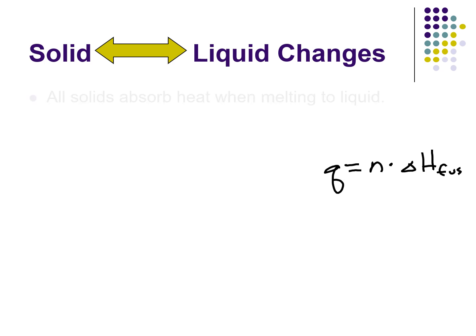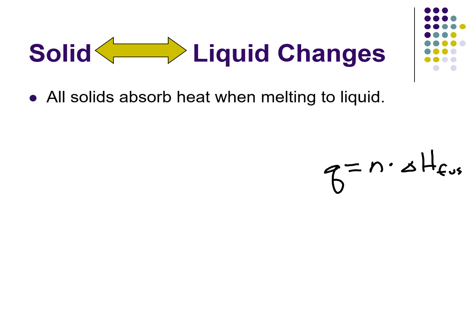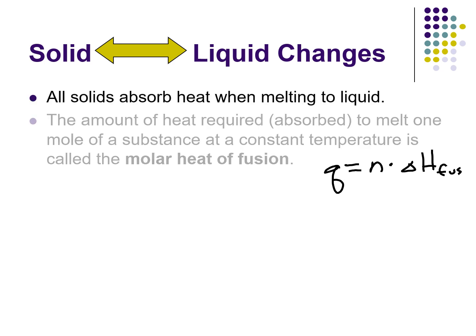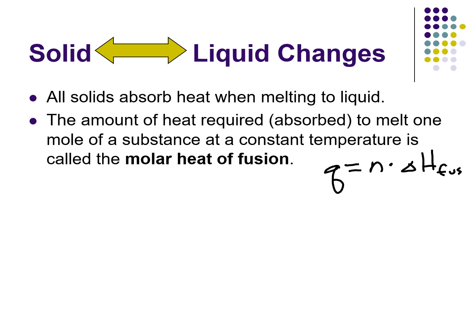So, looking at solid to liquid. All solids will absorb heat when melting to become a liquid. The amount of heat absorbed to melt 1 mole of a substance at a constant temperature is called the molar heat of fusion. And we can actually see that equation right there, Q equals n times delta H fus. n would be moles. The delta H fus, or fusion, is the molar heat of fusion. It's just the value you look up.